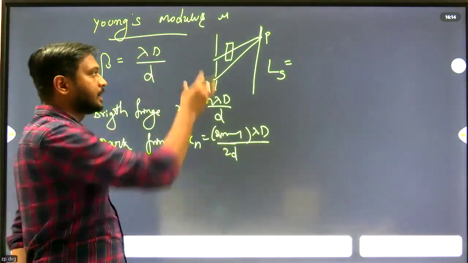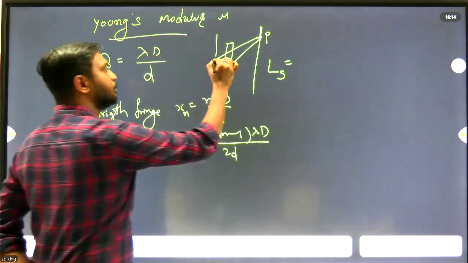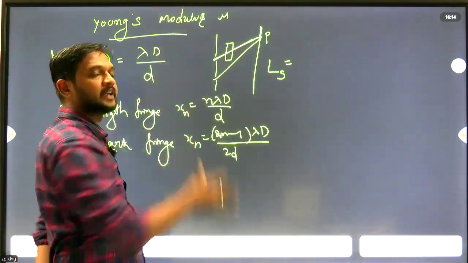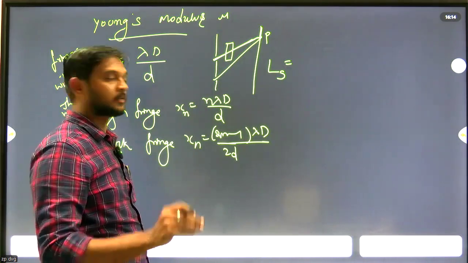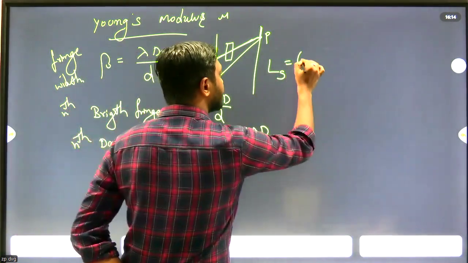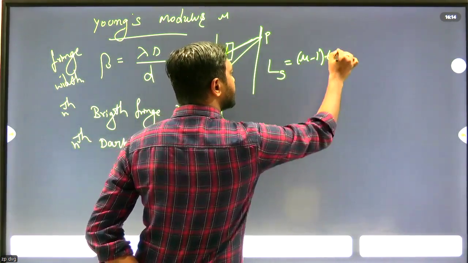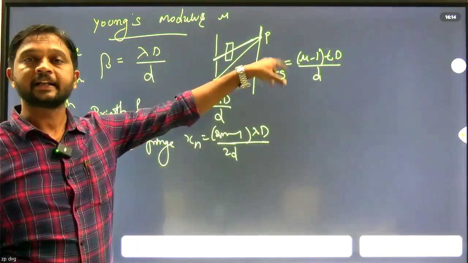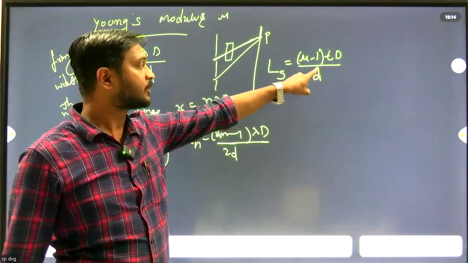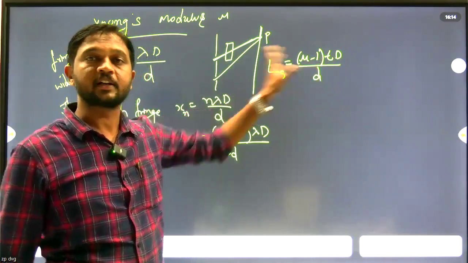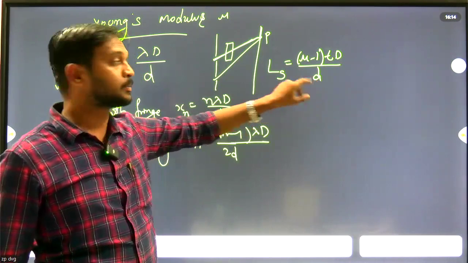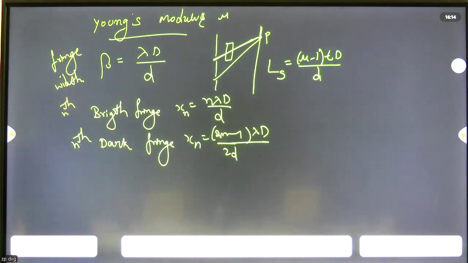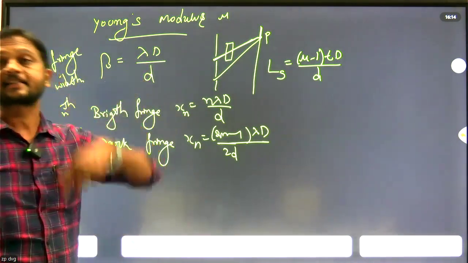If I place any transparent sheet on the path of this light, the entire interference pattern gets shifted. But the width of the interference pattern is unaffected. Then we have to calculate the shift: Ls equals (mu minus 1) t D by d, where t is the thickness of the sheet, capital D is the distance between slit and screen, small d is the distance between the slits, and mu is the refractive index of the sheet.